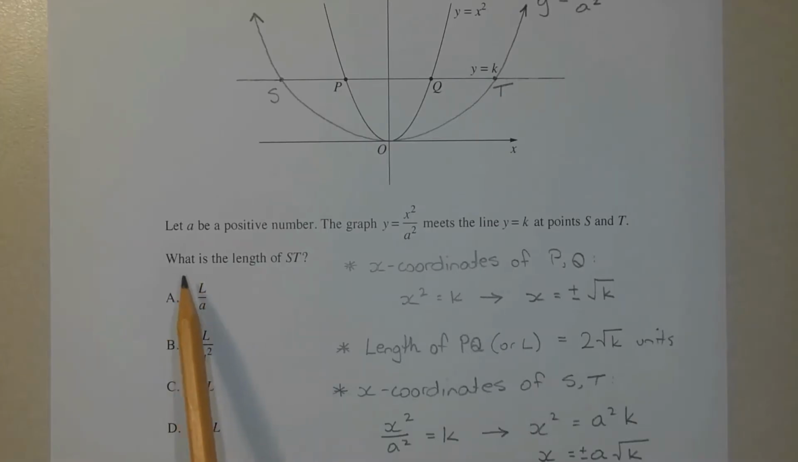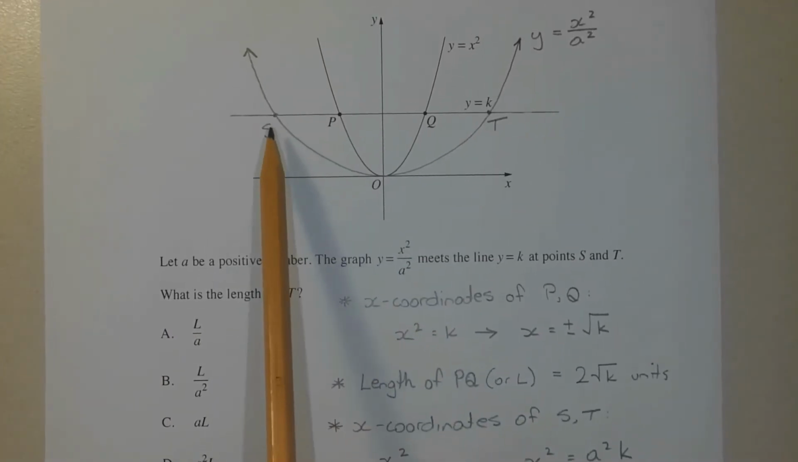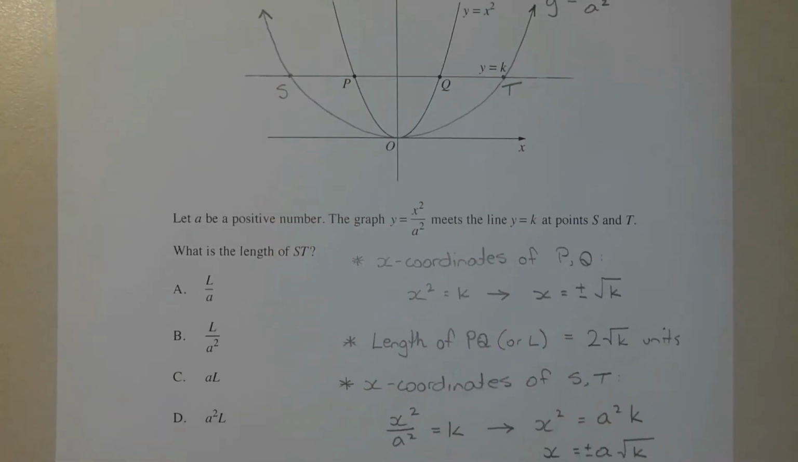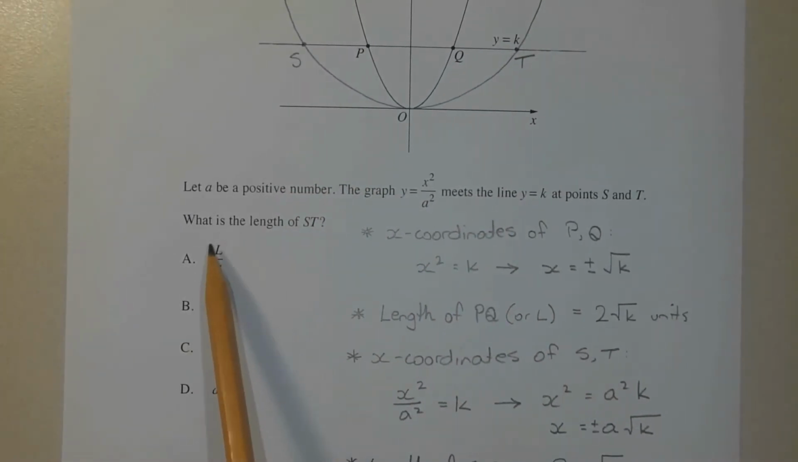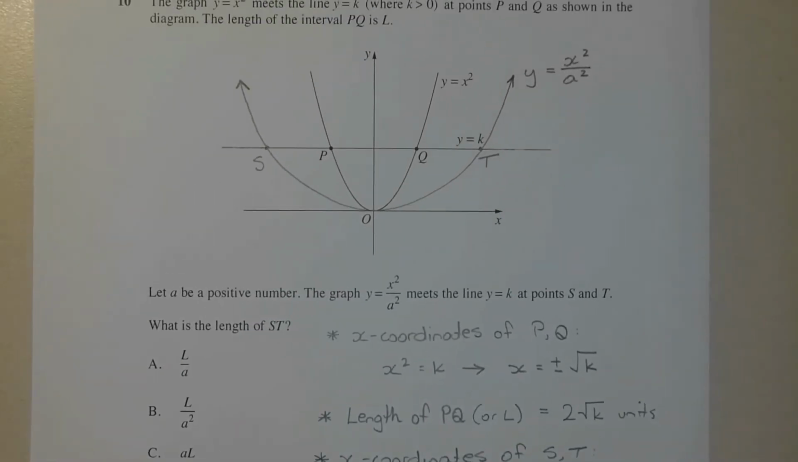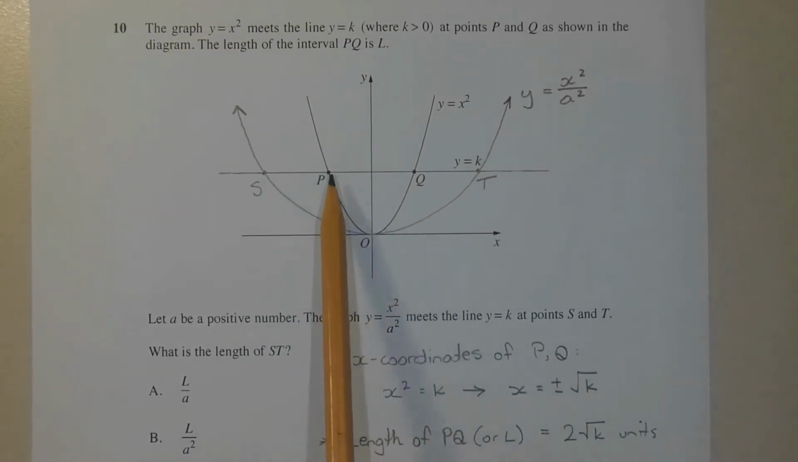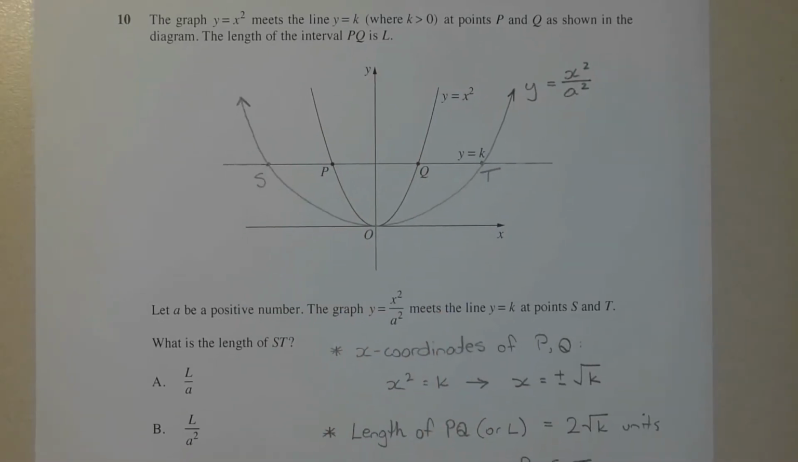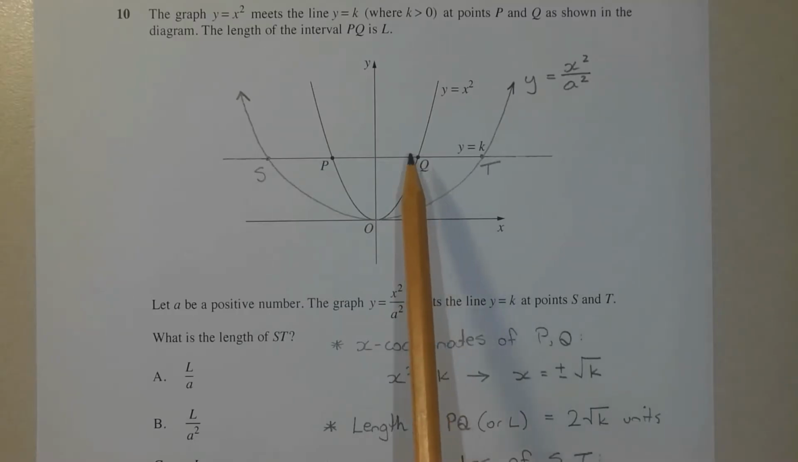Now the question is asking for the length of ST, so that's this length here between these 2 points. But if we look at the responses, it wants the length in terms of capital L. So our first step is to determine the length of PQ, or capital L. And we're going to do that by finding the x-coordinates of points P and Q.